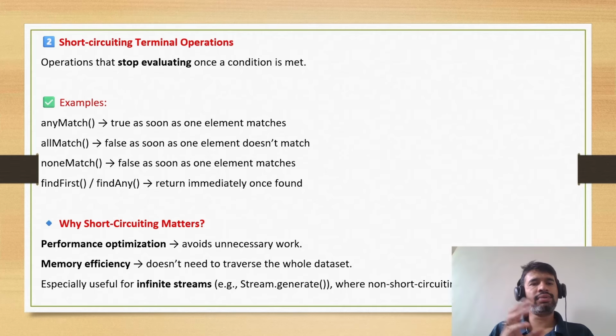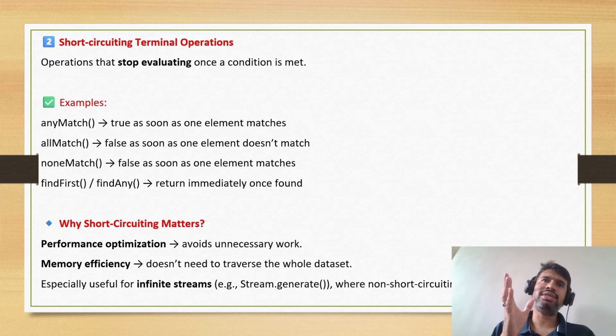So in the case of terminal operations also you can short circuit. You can use anyMatch, allMatch, noneMatch, findFirst, findAny, all these things. As soon as the result matches, the execution stops. So why does short circuiting matter? This is one of the important things, because of the performance optimization: you don't need to process unnecessary elements.